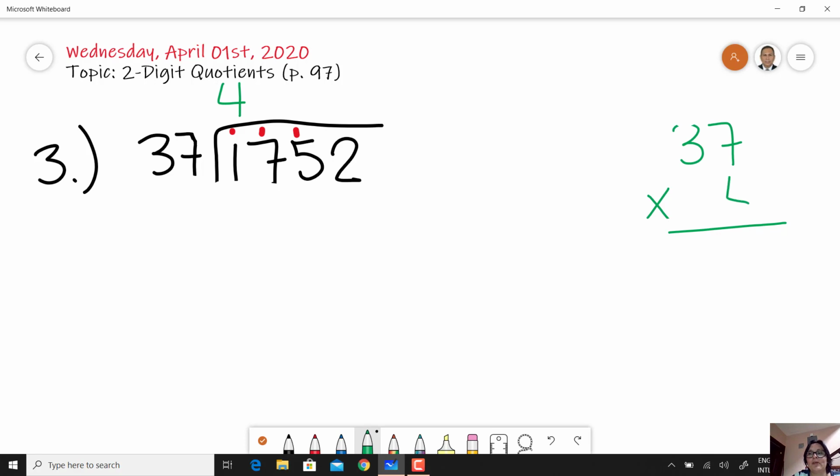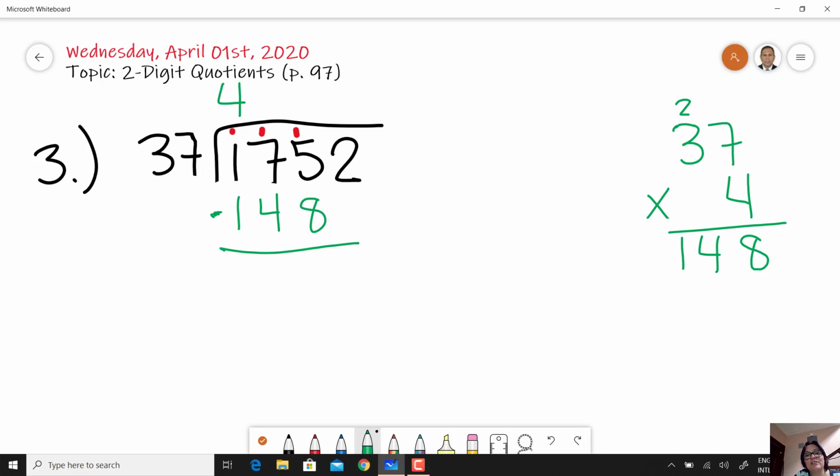So we are going to multiply 4 times 37. 4 times 7, 28. Excellent. 8 in here and 2 here. 4 times 3, 12 plus 2, 14. Excellent. So now can you use 148? Yes, because it's less than 175, sorry. Now we have to subtract.